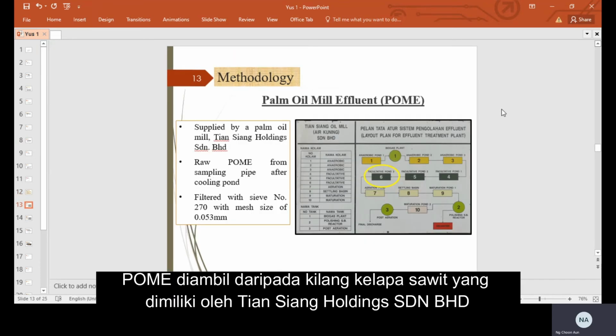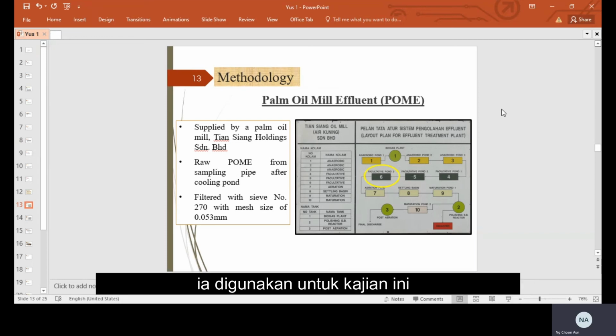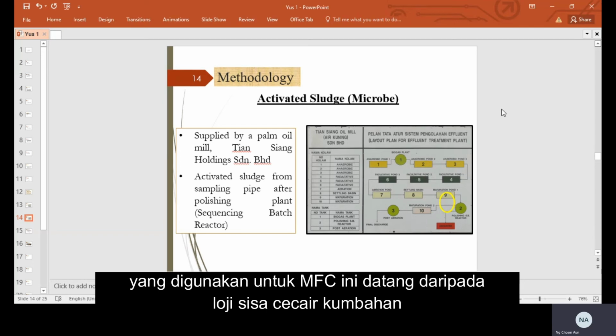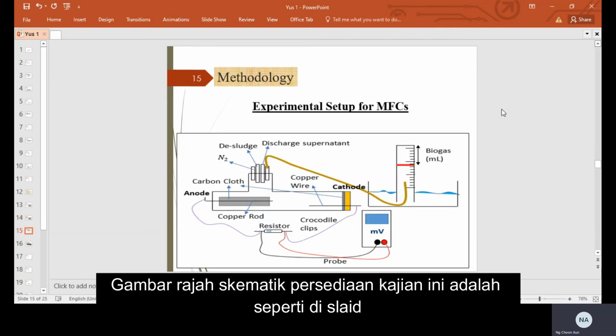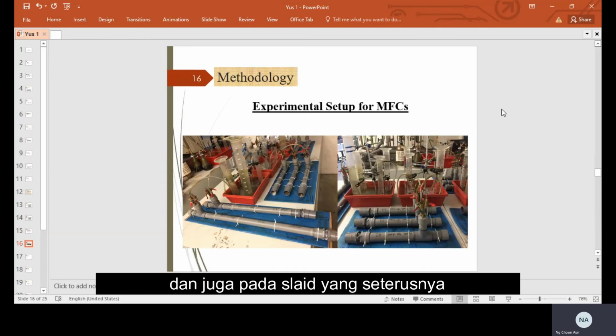The palm oil mill effluent is collected from a palm oil mill from Tian Xiang Holdings Sdn Berhad. It is used for this experiment. The activated sludge, or in layman's terms we call it as bacteria, used for this MFC is from the wastewater treatment plant. The schematic diagram of the setup for this experiment is shown here in this slide and also the next slide.